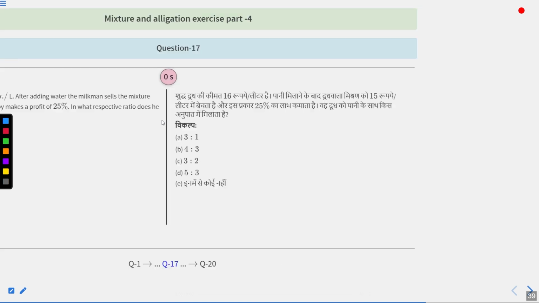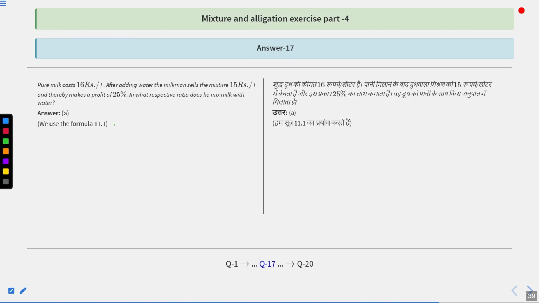Now time's up. Let's see the solution. We're using formula of alligation 11.1. First we need to calculate the cost price, because when we sell the mixture at 15 rupees, we make a profit of 25%. So what will be the cost price of the mixture? It equals 15 upon 125 multiplying by 100, so it will become 12 rupees.